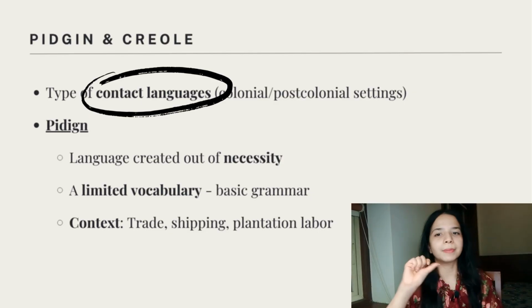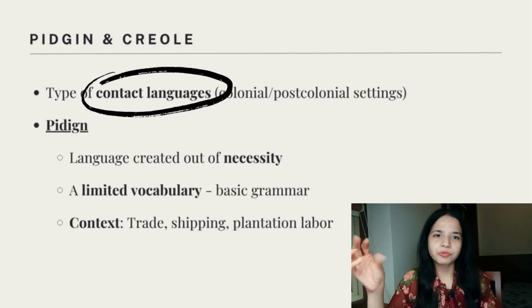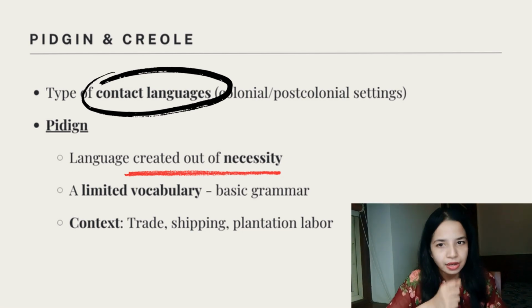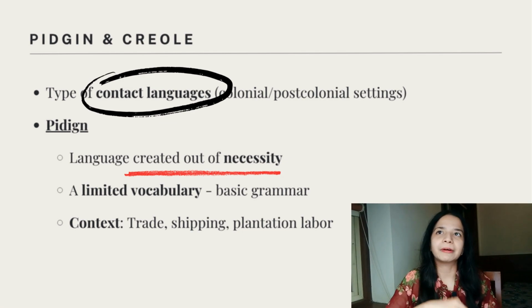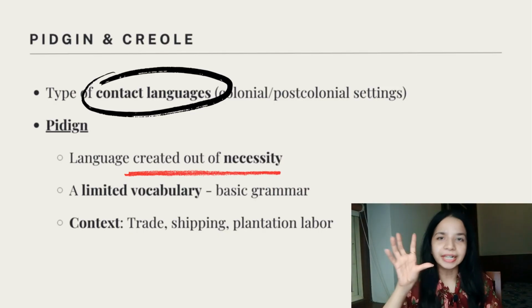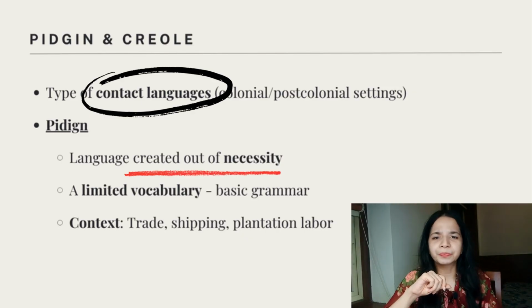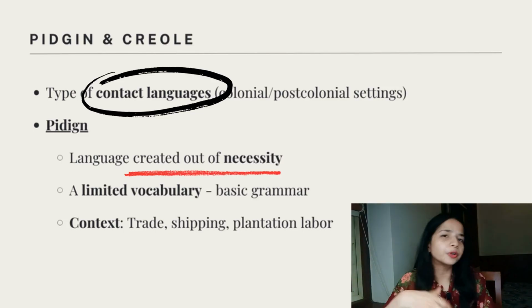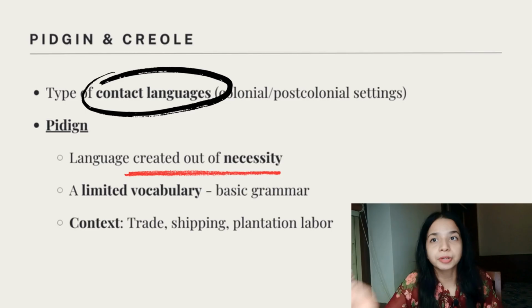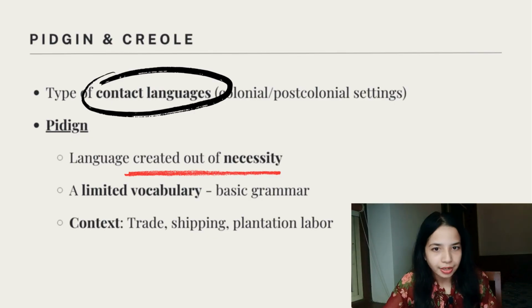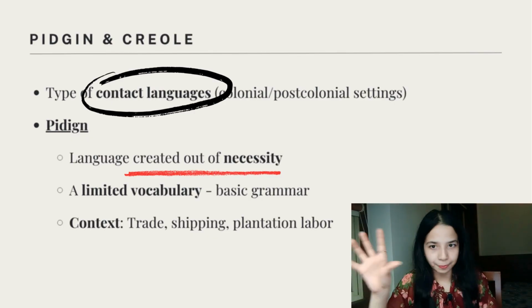Right? So when I'm talking about Pidgin, it's not native to anyone, as I've mentioned before as well. It's a language which is created out of necessity to bridge those communication gaps. Now, Pidgin has a very limited vocabulary, basic grammar, right? And it is used in the context of trade. If I want to do trade with a person belonging to another country, but I don't know their language and they don't know my language, we will create another language, right? So this is what Pidgin is.